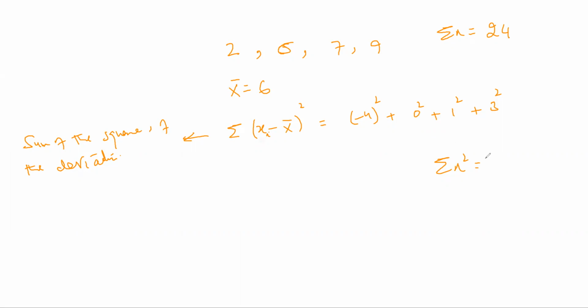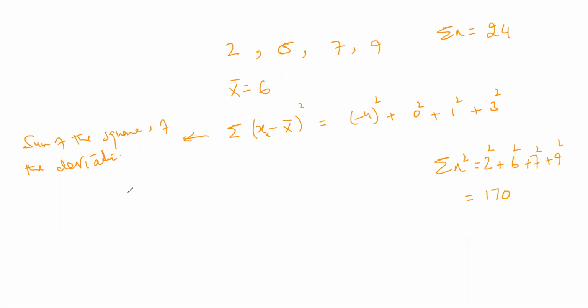Sigma x square would be 2 square plus 6 square plus 7 square plus 9 square. Can you quickly tell me what this is going to be? This is 4 plus 36 is 40, plus 49 is 89, 90, 170. Is that 170? Yes. Okay. Now let's find the standard deviation through both the formulas.